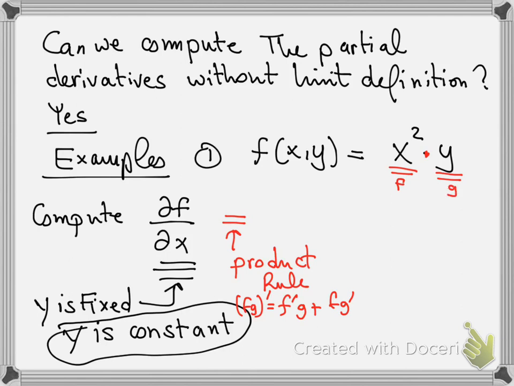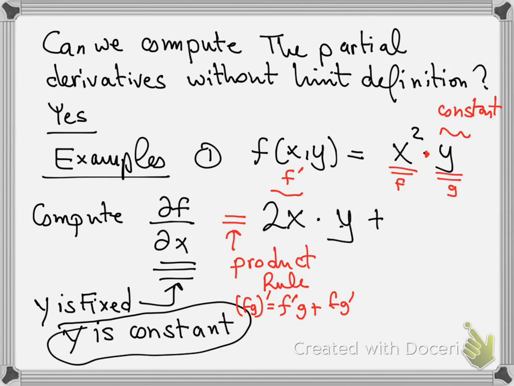So first, f prime, the derivative of x squared. What's the derivative of x squared? That's 2x. So that's my f prime. Now, times g. What's g? g is equal to y. But remember, y is a constant. So f prime times g, with g equal to y, is 2x times y.